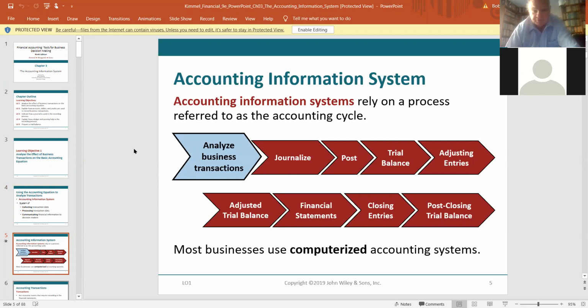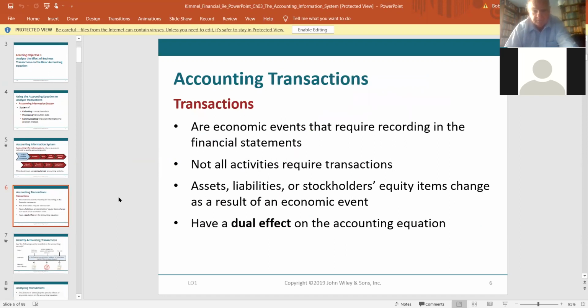Analyze business transactions. Accounting information systems rely on a process referred to as the accounting cycle. What's happening, Liba, the month begins and you start recording transactions. We're paying the electric bill. We're paying our employees. We bought some material. We sold some inventory. We're journalizing all these transactions, and then we're going to post to the trial balance, do adjusting journal entries, and then come up with the financial statements and close out. So we're starting the accounting cycle now.